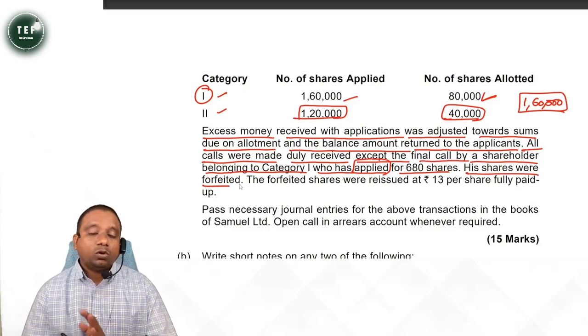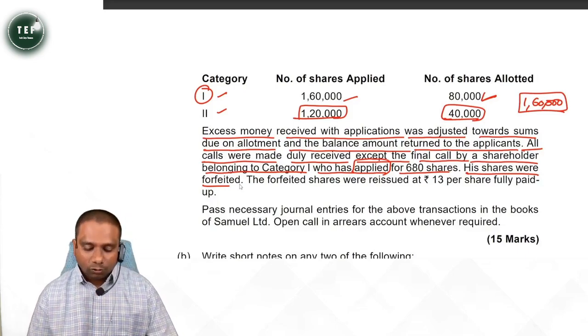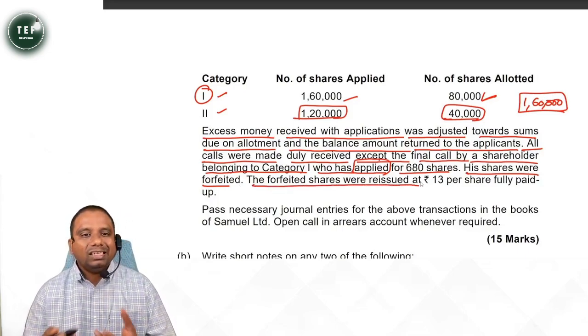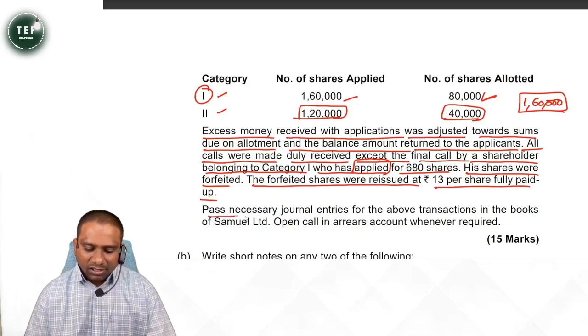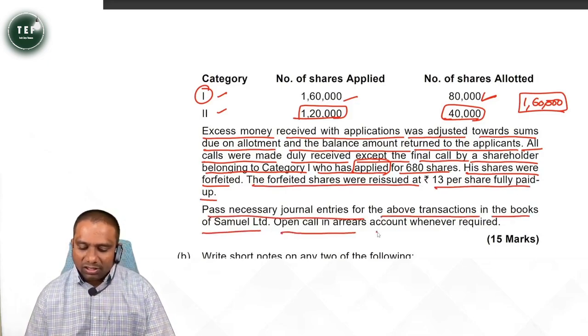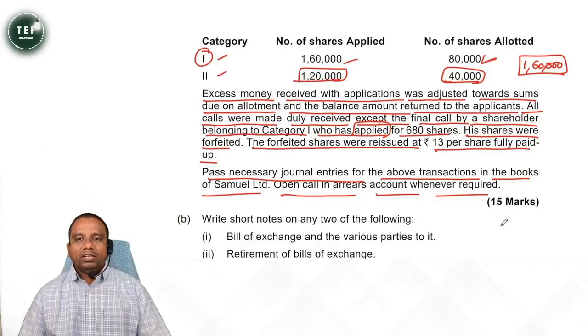So this is the problem of issue of shares, forfeiture of shares, and the forfeited shares are reissued at 13 per share fully paid up. Pass necessary journal entries for the above transactions in the books of Samuel Limited. Open calls in arrears account whenever required. It carries marks, students.